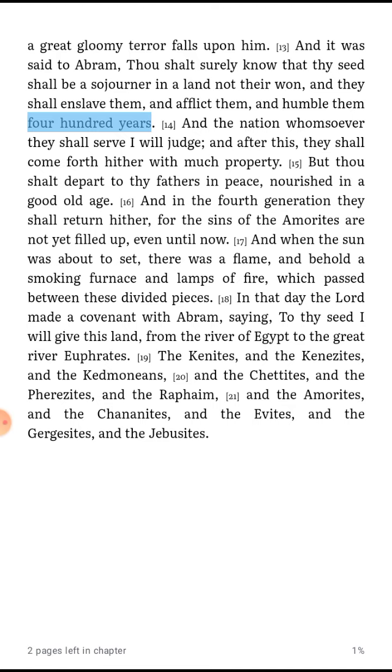But thou shalt depart to thy fathers in peace, nourished in a good old age, and in the fourth generation they shall return hither, for the sins of the Amorites are not yet filled up, even until now.